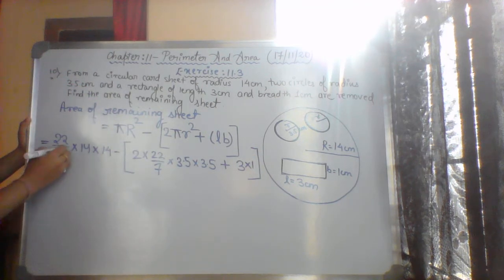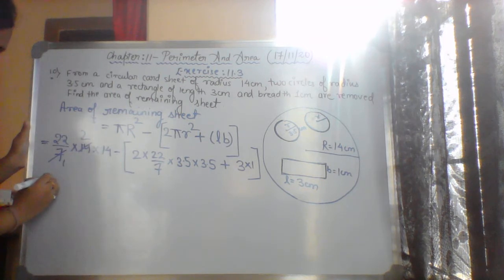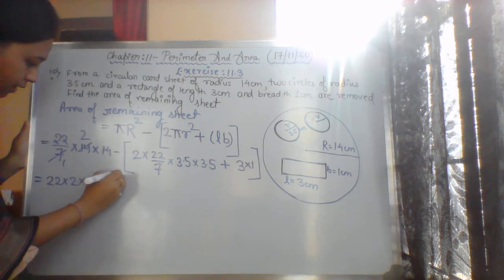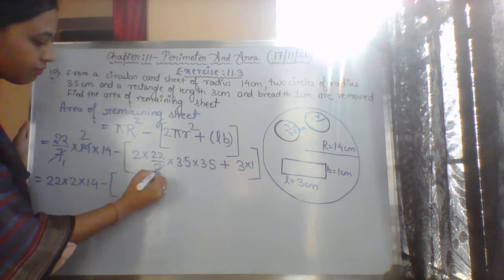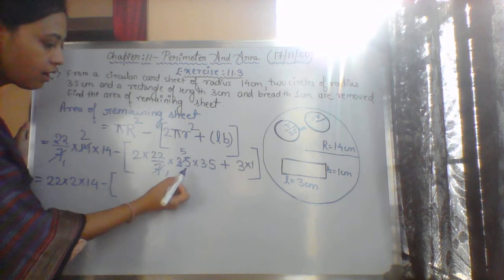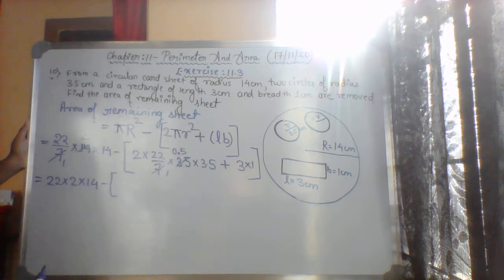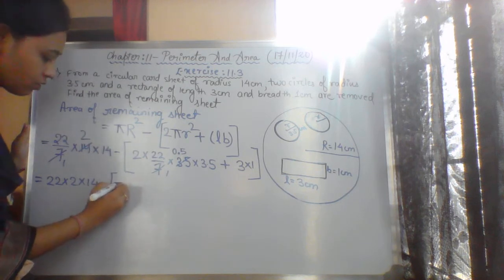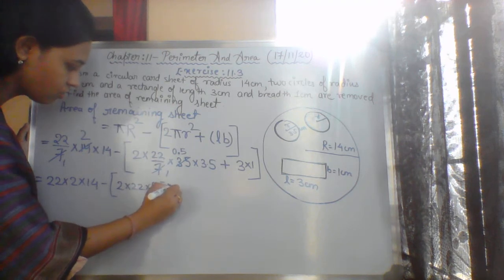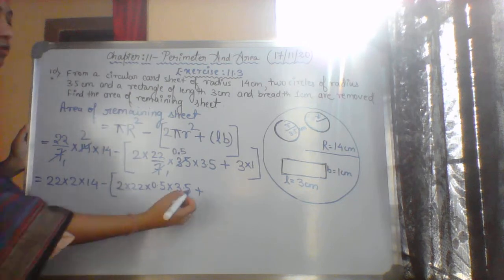Now you do the calculation. 7 ones are 7, 7 twos are 14. Now 22 into 2 into 14 minus, so 7 ones are 7, 7 fives are 35. After one decimal place, it will come 0.5. So it will come 2 into 22 into 0.5 into 3.5 plus 3 ones are 3.